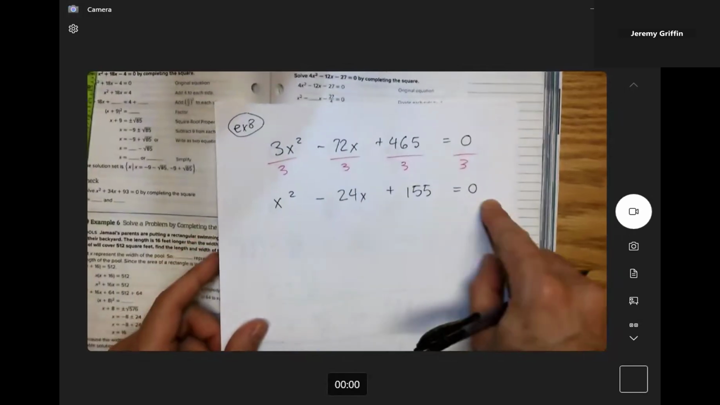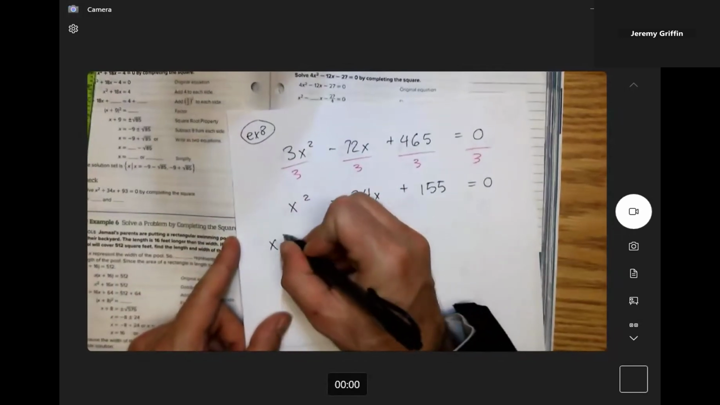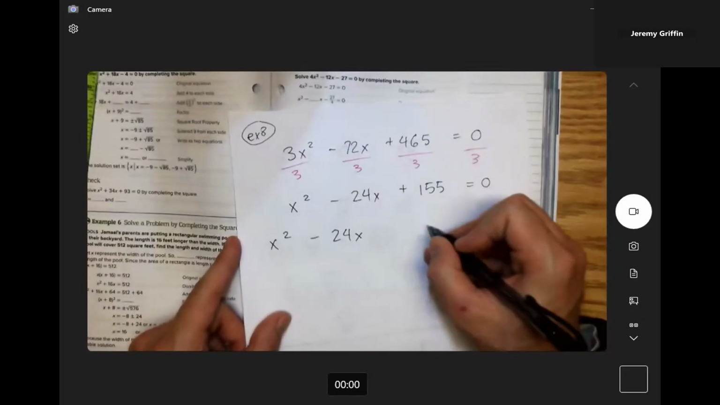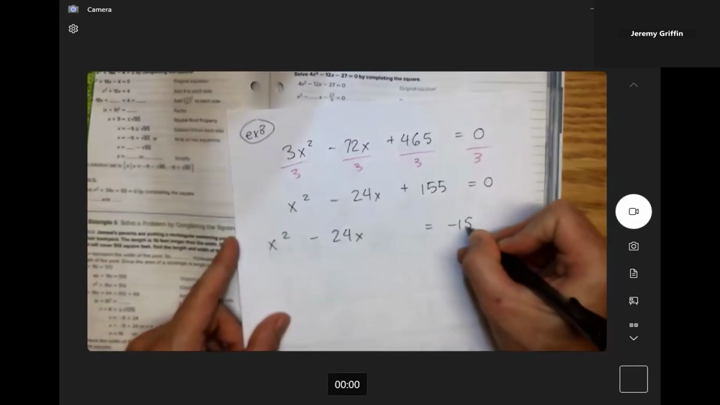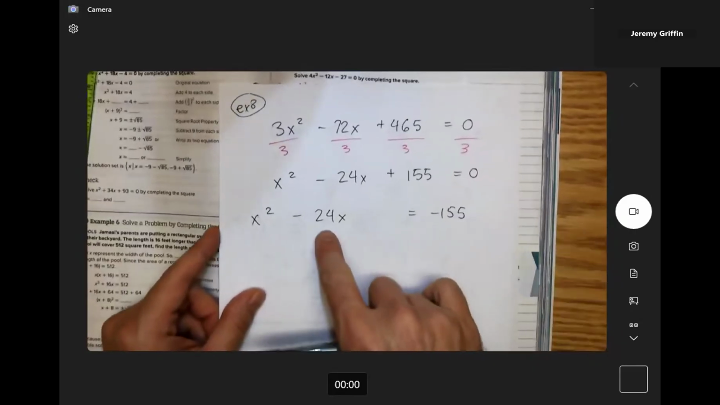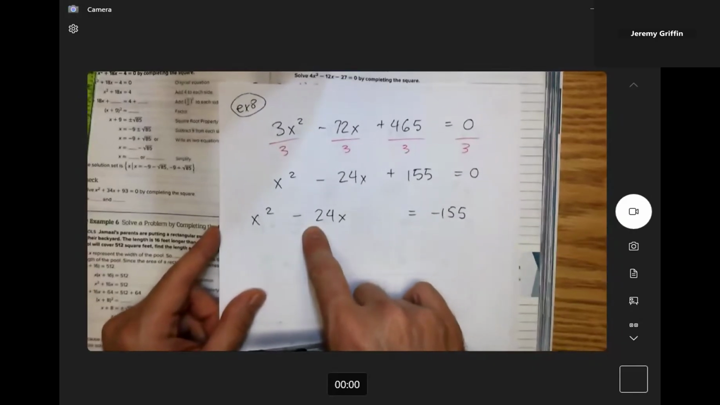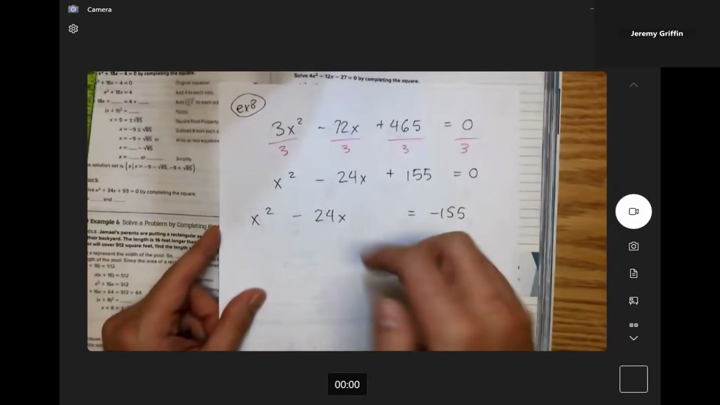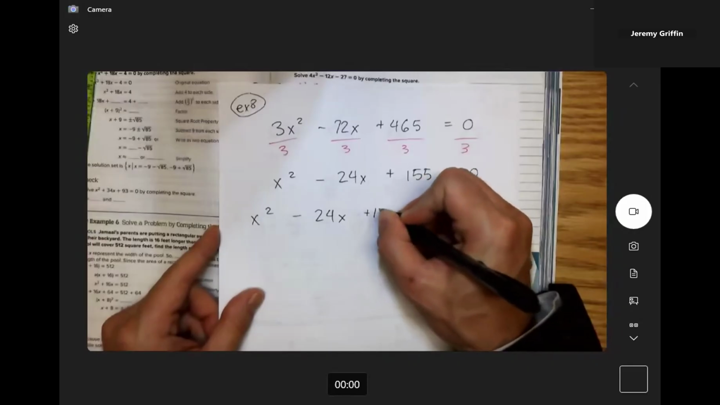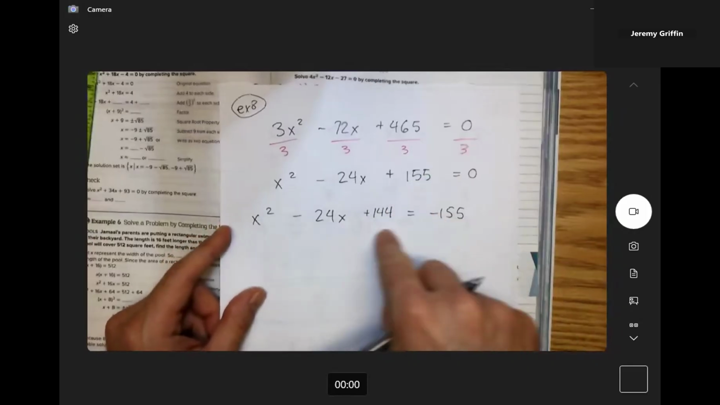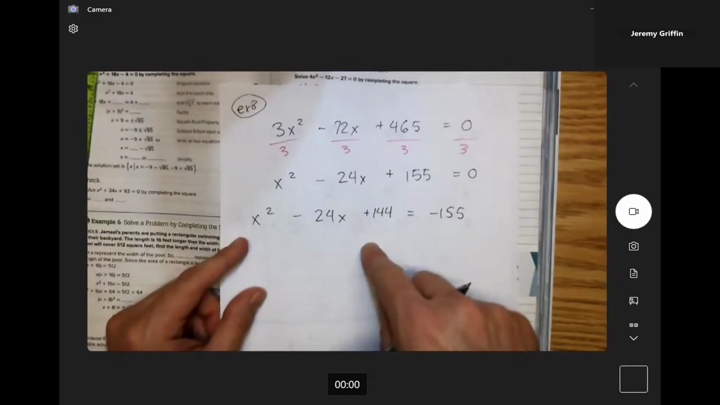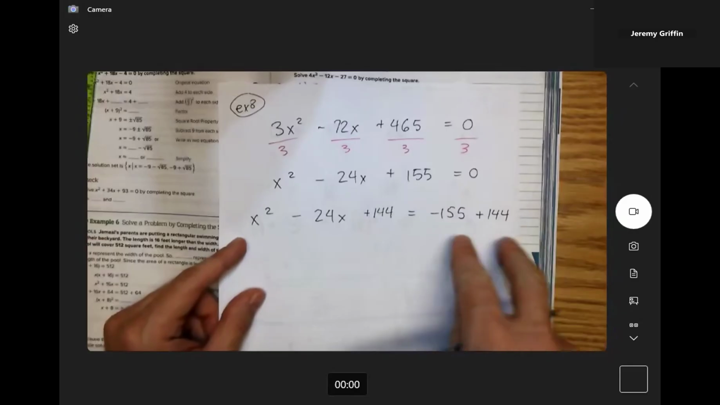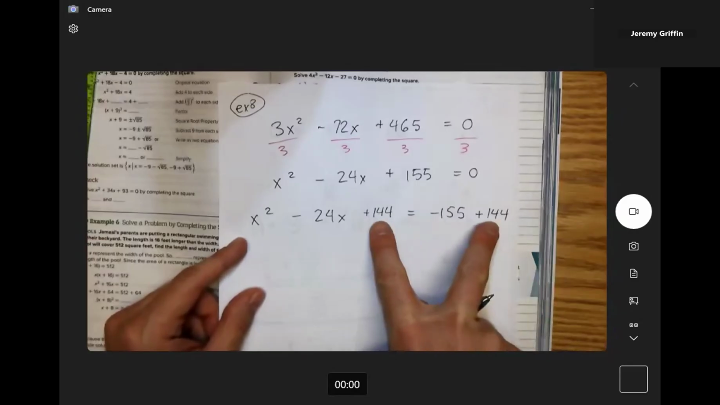Now I'm going to do what I've been doing the last couple of examples. Just subtract that 155 over to the other side. Here, I'll do this too. So half of negative 24 is negative 12, and that value squared is positive 144. So if I have a plus 144 here, that would be perfectly factorable and look squared. But I also have to balance it on the other side. Okay, so now everything's restored.